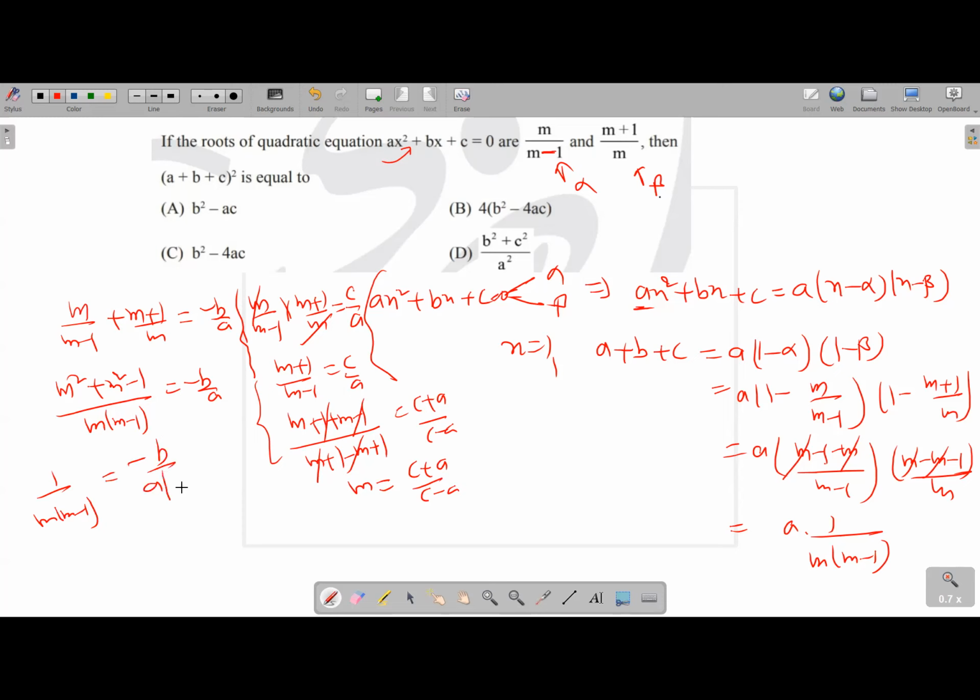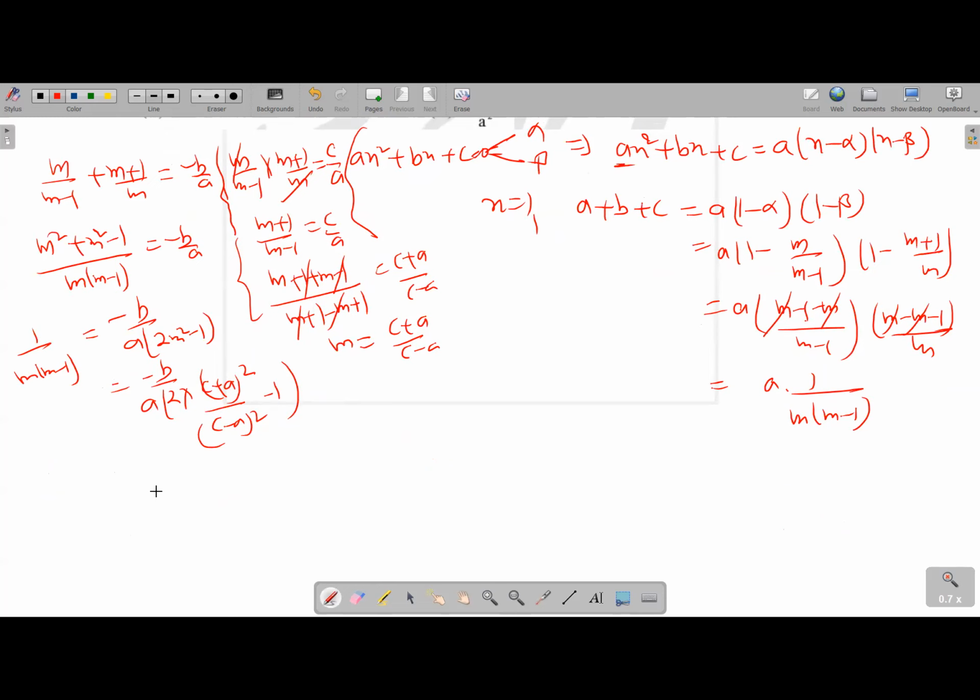That is minus b by a into (2m squared minus 1). Put the value of m over here. You will get minus b by a into 2 into m squared, so (c plus a) whole squared upon (c minus a) whole squared minus 1. Right. Now you can see, take LCM, you will get something: 2c squared plus 4ca plus 2a squared, and then c squared minus a squared plus 2ca upon (c minus a) whole square.